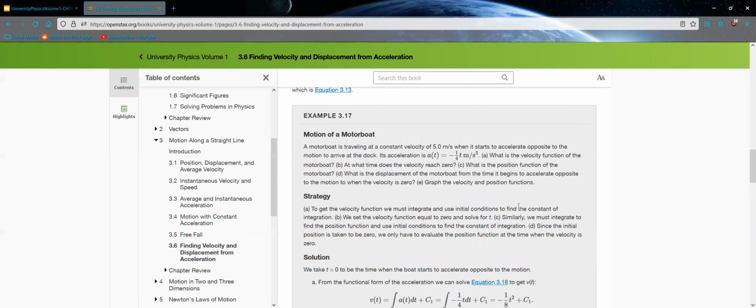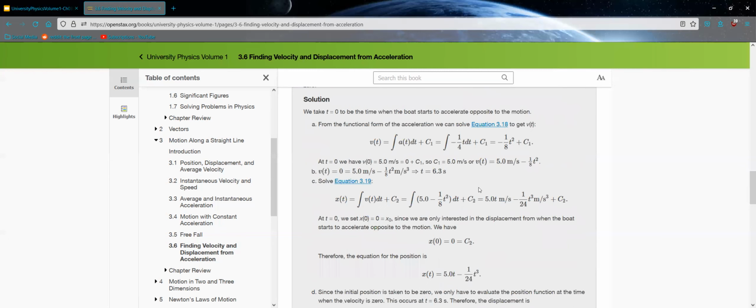So when we go to part B and we determine the time it takes for the velocity to reach 0, we substitute v of t for 0 and solve for t, right? So we take that v of t there, replace that with a 0. So 0 equals 5 minus 1/8 t squared, do the math, and you land at 6.3 seconds. So it takes 6.3 seconds for the boat to decelerate. It's a long time. Hopefully you're not too close to the dock, right?